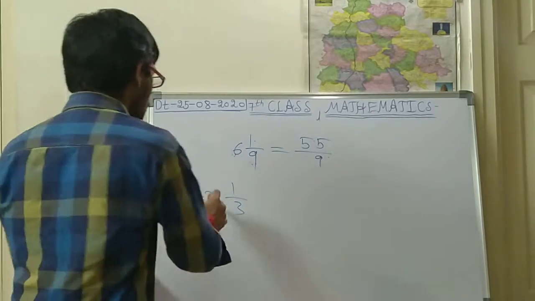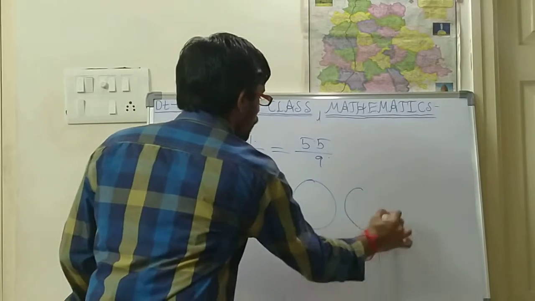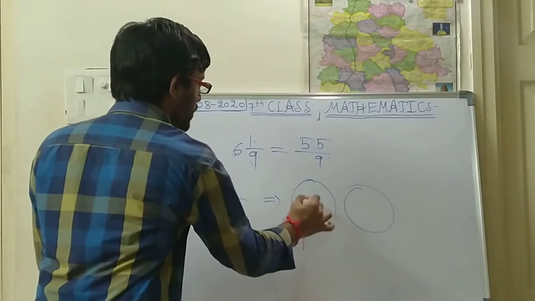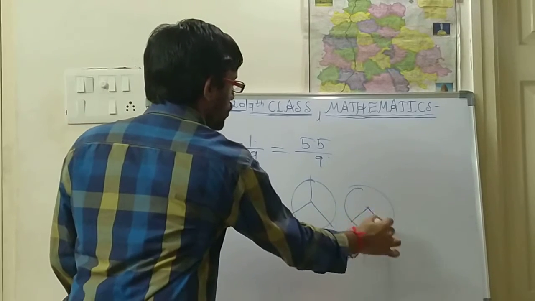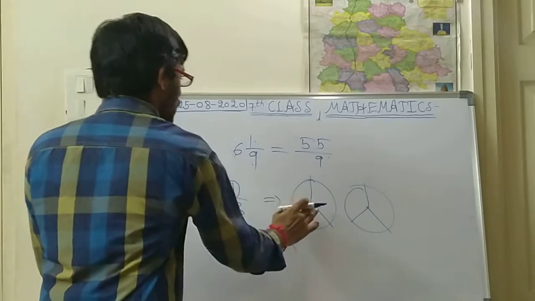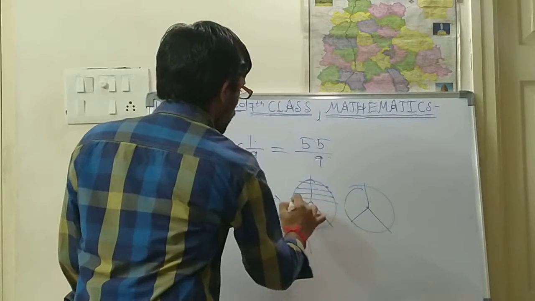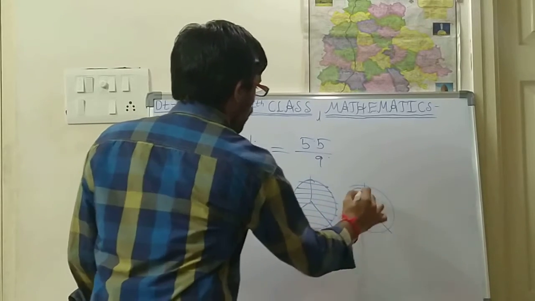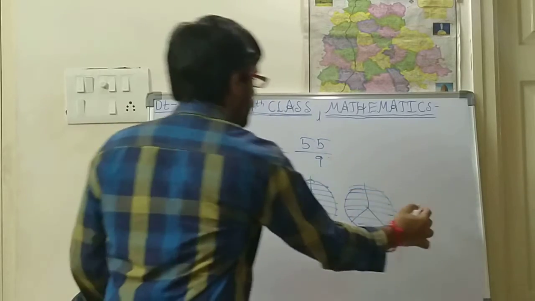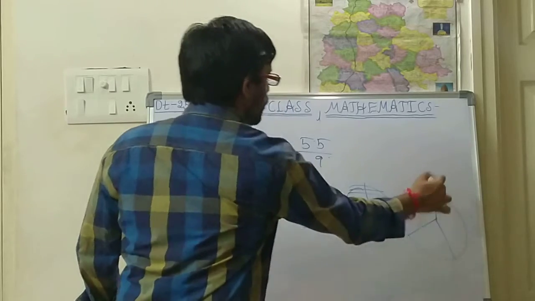2 1 by 3 means 2 full circles. So 2 full circles you should do. So how many parts in each circle? 3 parts. Okay. 1 2 3. These are 2 full circles. Okay, 2 full circles I have done. Next, in one more circle, 3 parts.